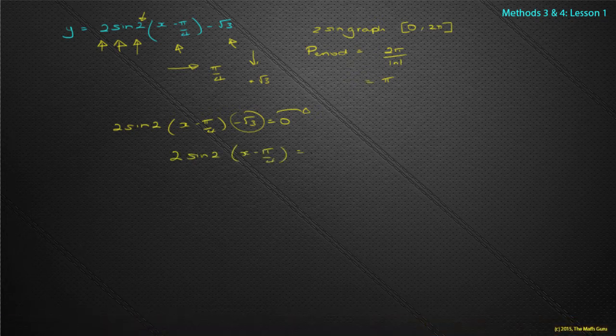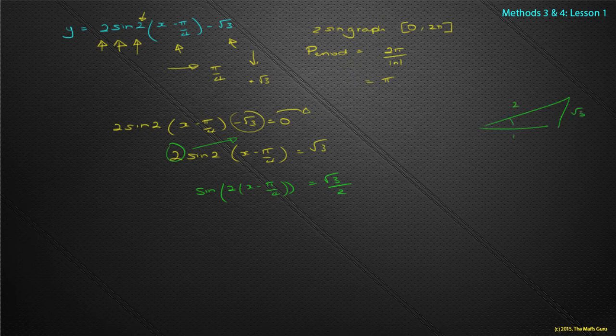So how would we solve this? It's going to be too time consuming to try and draw this graph at this moment in time, so let's just look at how we would solve this. We know that this will have to be put equal to 0 if we're looking for our x-intercepts, and having done that, I move the minus root 3 over to become a positive root 3, and the 2 outside the sine function moves to the other side.